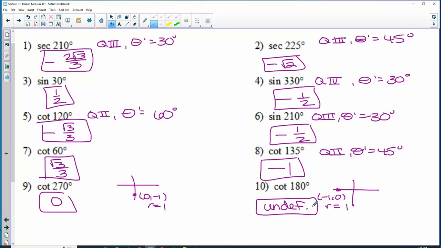All right, how did we do? Good. So this doesn't go away. We had them on the last test, we'll have them on the next test. We need to keep learning these values.